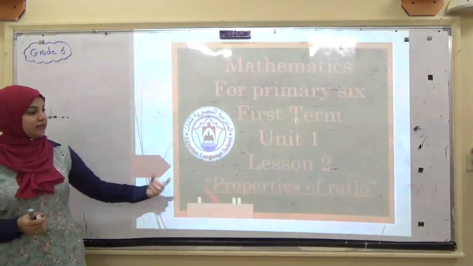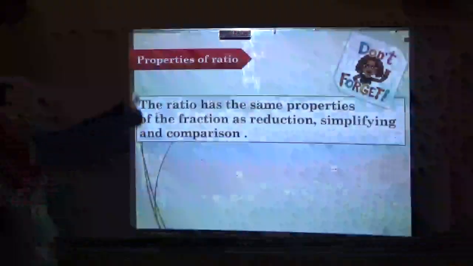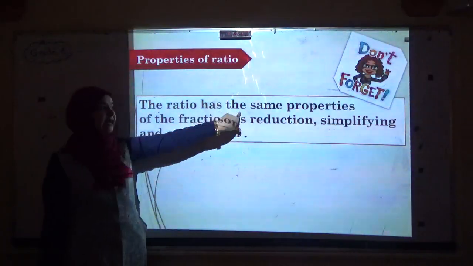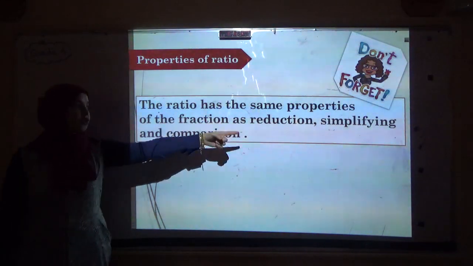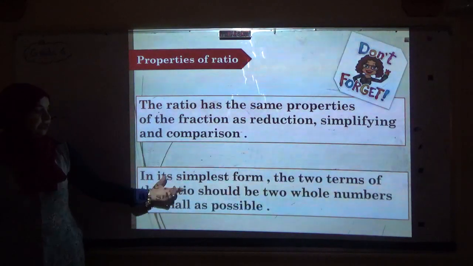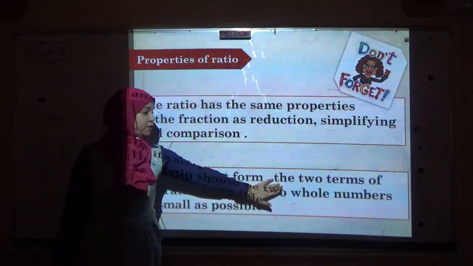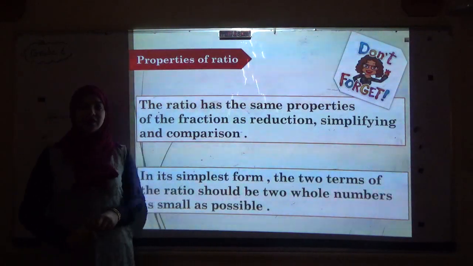Our lesson today is the properties of ratio. As we said before, the ratio has the same properties as the fraction, such as reduction, simplifying and comparison. And to put the ratio in the simplest form, the two terms of the ratio should be two whole numbers as small as possible.